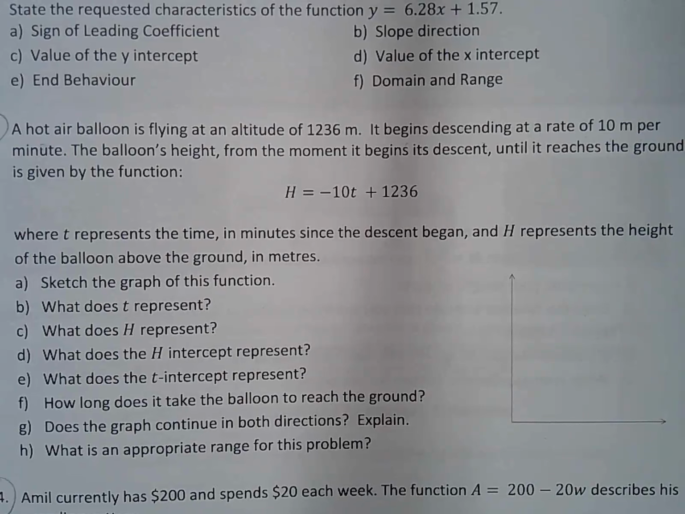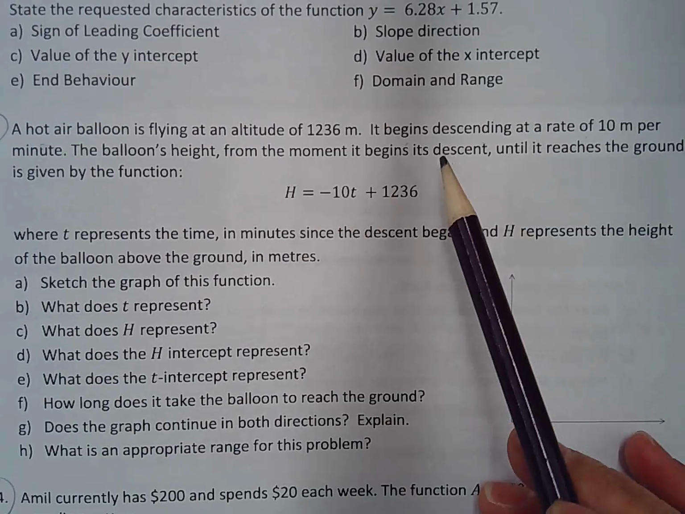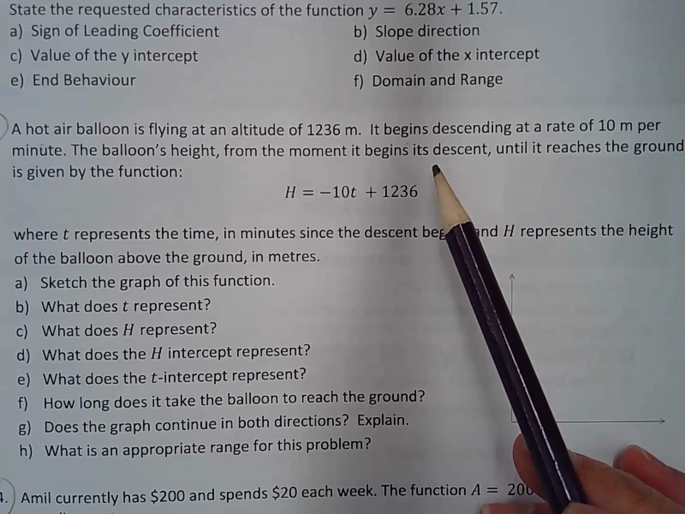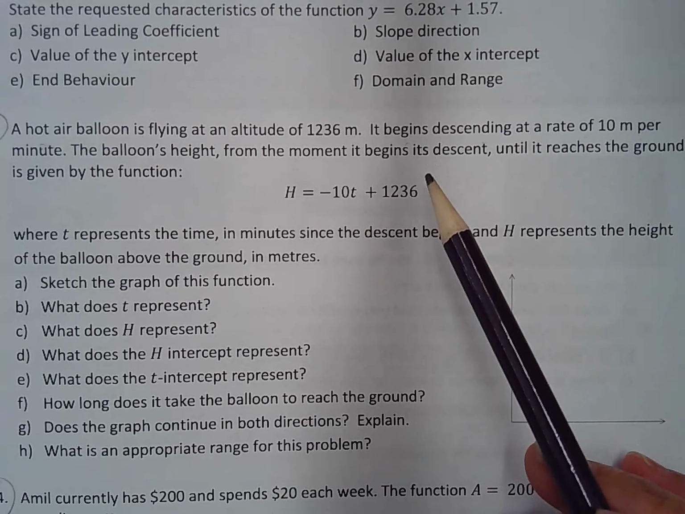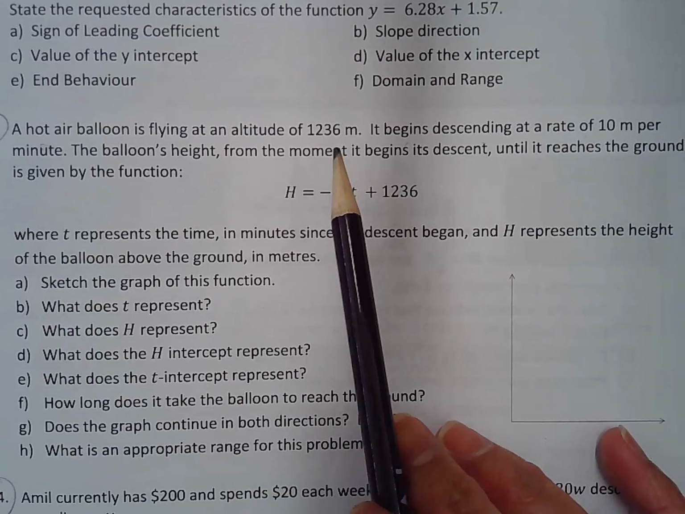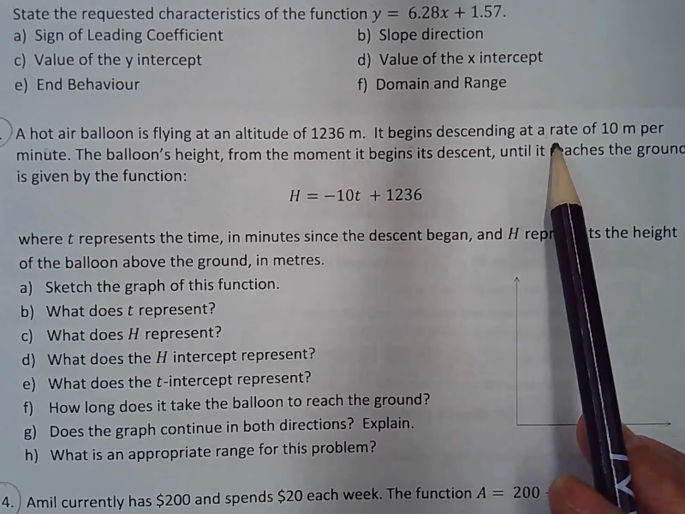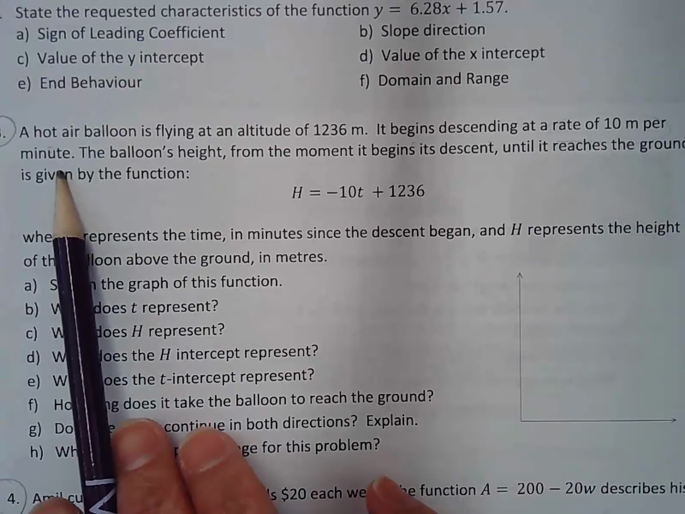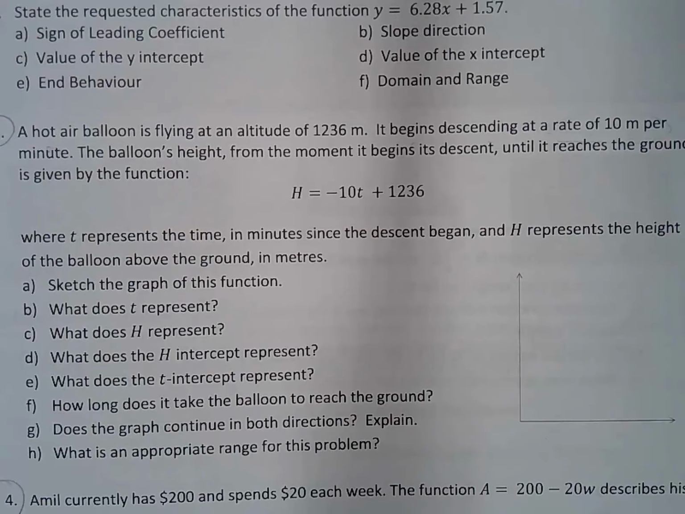So what does that mean? What does descend mean? Descend means to go down. Okay, so now we have a feel of this story or context. It started off at 1236 meters and starts to descend at a rate. Can you see the word rate? 10 meters per minute. That's actually the slope of the line, because the slope is the rate of change. How is y changing as x changes?